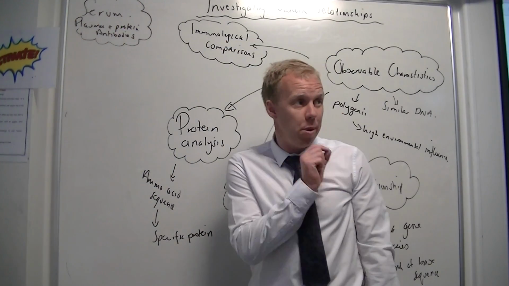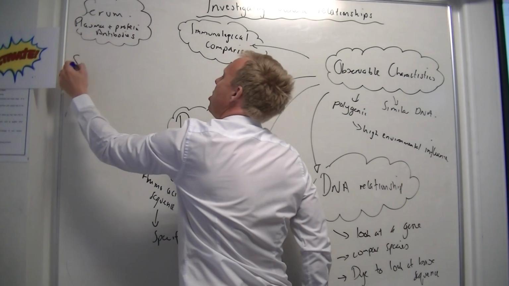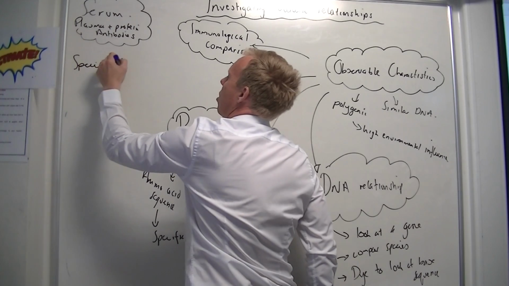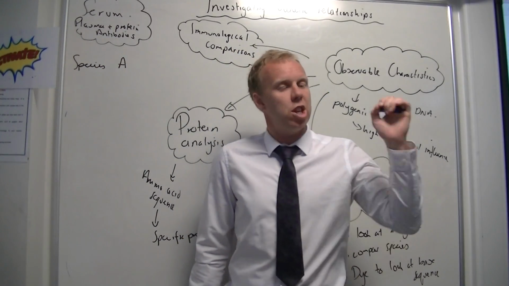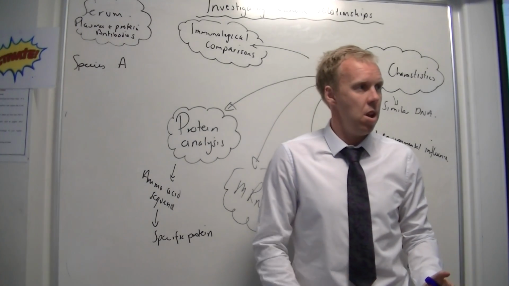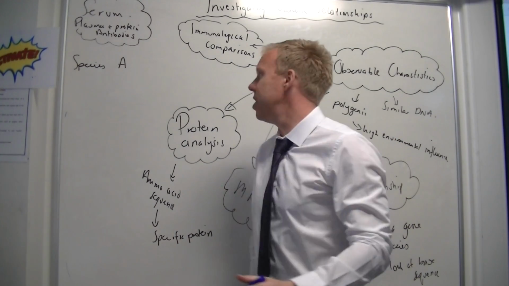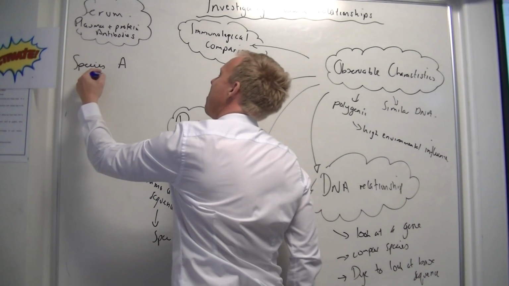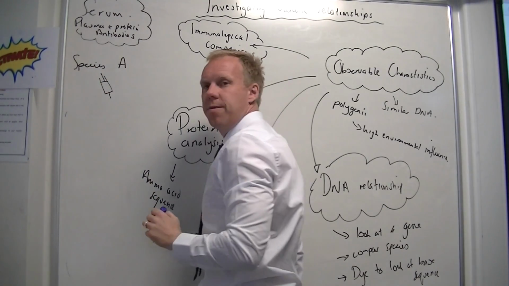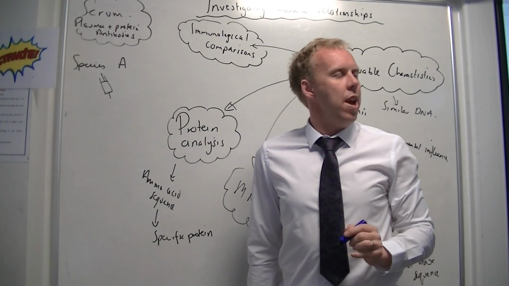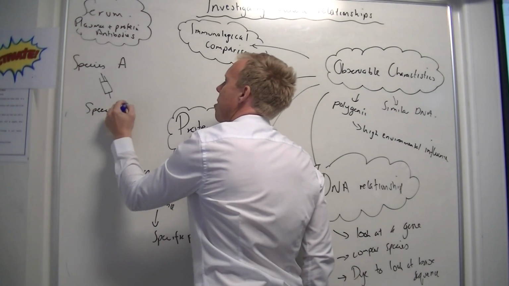And basically, put really simply, okay, we take the species we want to look at. Let's call it species A. Alright? This is the species we want to compare. And we remove species A's serum. So I'm going to get my syringe where I've got the serum inside it, okay? And we take that serum and inject it into species B.